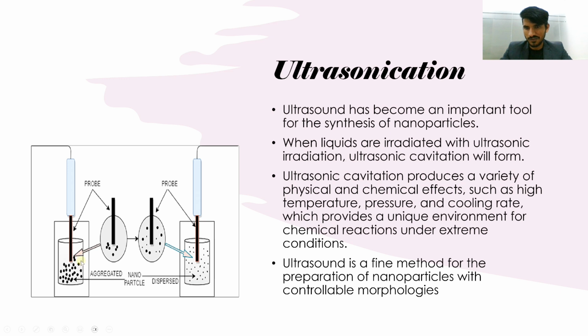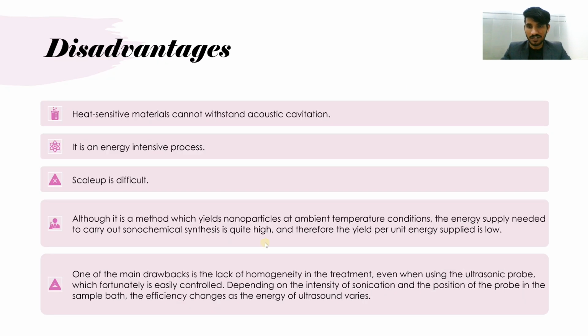So this creates a lack of homogeneity even using the ultrasonic probe, which fortunately is easily controlled. Okay, the ultrasonic probe is easily controlled, but depending on the intensity of sonication and the position of the probe in the sample bath, the efficiency changes as the energy of ultrasound varies. So depending on the intensity of sonication and the position of the probe, there is a little bit of lack of homogeneity in this process. Rest of it all is fine. You can prepare your nanoparticles through this method.